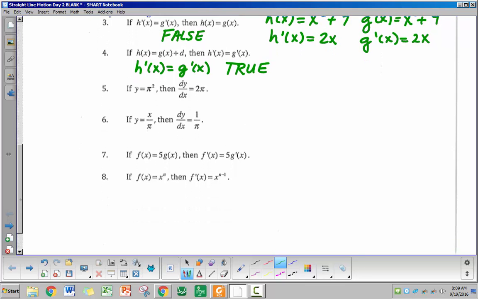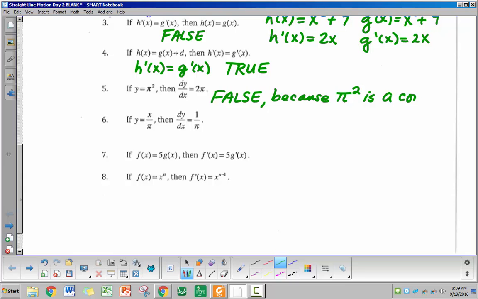Number 5. If y equals pi squared, then dy dx is 2 pi. False. It is false. Why, Nathan? Because pi is a constant. Pi squared is a constant.